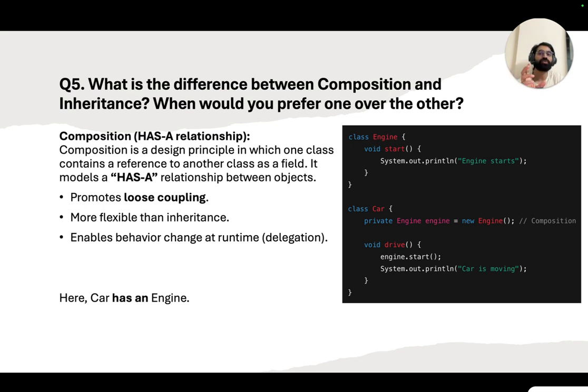So this is a has-a relationship. It promotes loose coupling, and it is more flexible than inheritance and enables behavior change at runtime, which is called delegation. So the conclusion is that a car has an engine. Composition is a has-a relationship. If any class has a reference to another class as a field, then it acts as a has-a relationship between the objects. I hope you got composition.